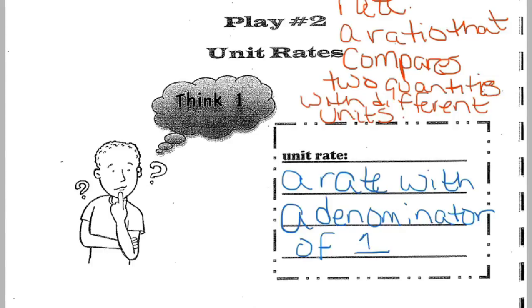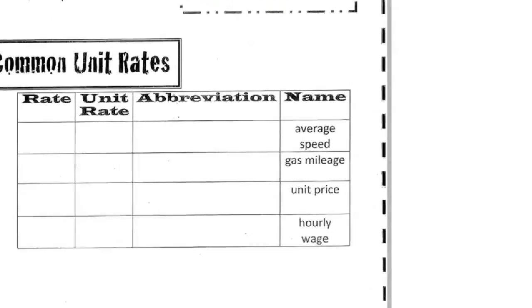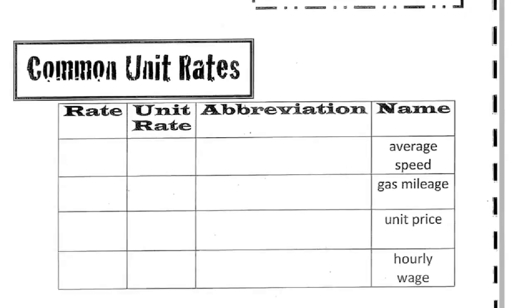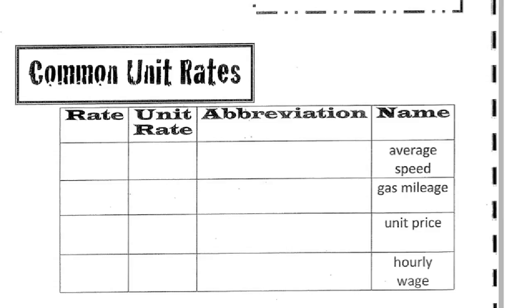Okay, I'm going to give you some examples down here of common unit rates. We use them all the time. One really common rate that you probably hear your parents talk about, anyone really, is the number of miles per hour. I use this all the time to track how fast I'm running or how fast I'm biking. I want to know how many miles per hour I'm going.